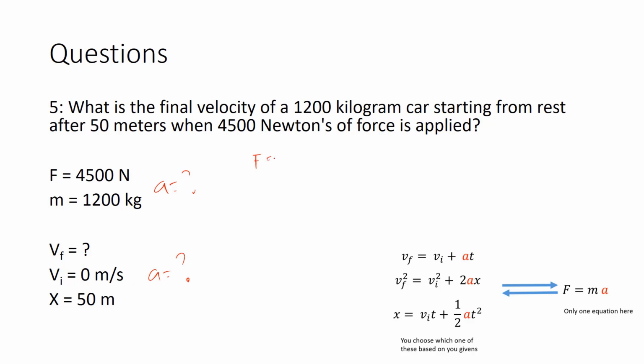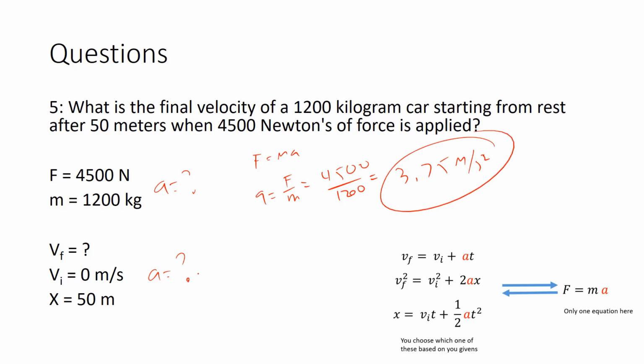And we get F equals ma, but we have to rearrange that for a. a equals F divided by m. Divide both sides by m, and we get 4,500 divided by 1,200. And our acceleration is going to be 4,500 divided by 1,200, and that equals 3.75 meters per second squared. So now we have an acceleration of 3.75 meters per second squared.